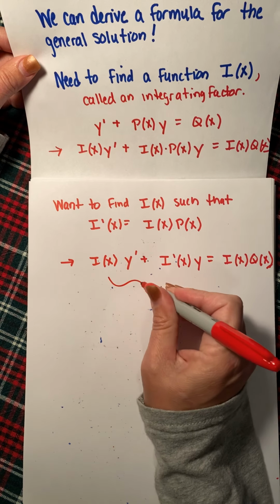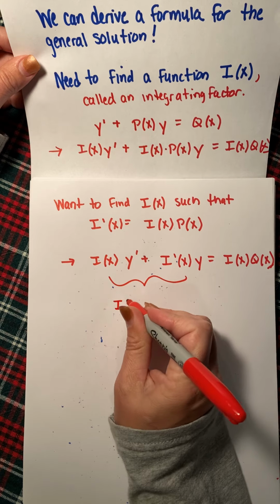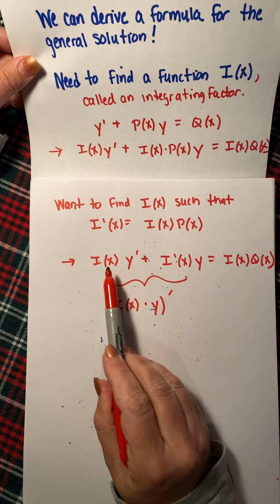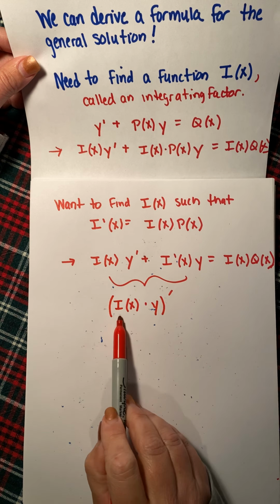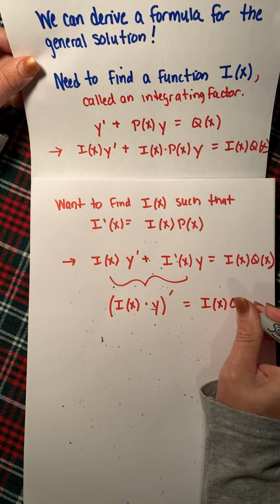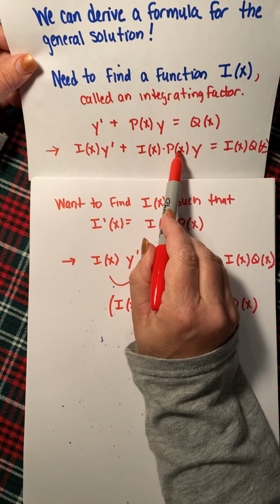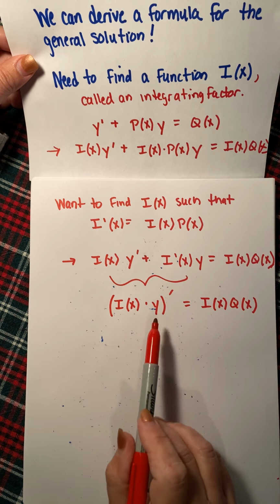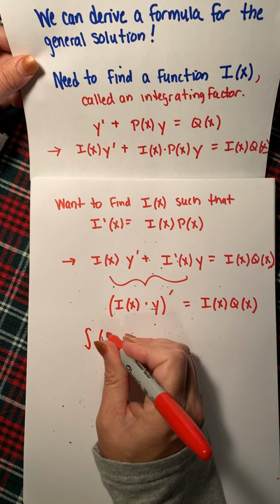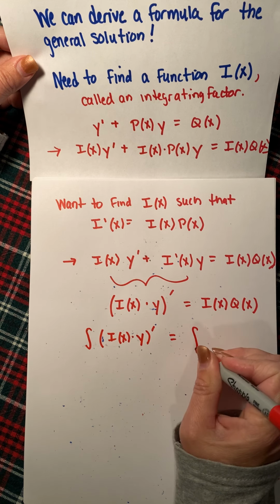Now, if you notice here, this is just the reverse of the product rule. The left-hand side is just the function I of x times y derivative. The first times the derivative of the second plus the derivative of the first times the second is equal to I of x, q of x. So if we can find a function whose derivative is itself times p, multiply through, we can rewrite the left-hand side like this, and then we're going to integrate the left-hand side, and we'll integrate the right-hand side.